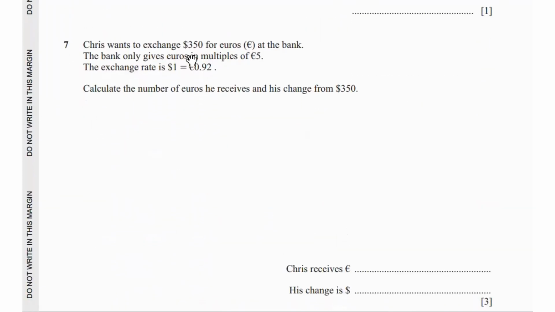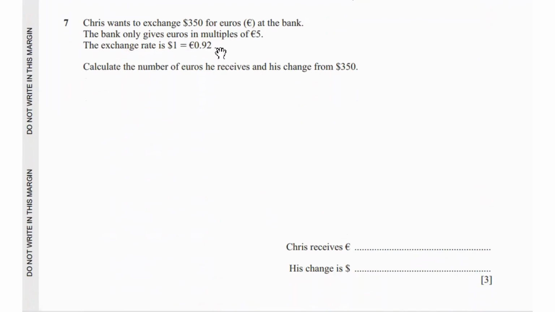Then Chris wants to exchange $350 for euros at the bank. The bank only gives euros in multiples of 5 euros. The exchange rate is $1 equals 0.92 euros. Calculate the number of euros he receives and his change from $350.